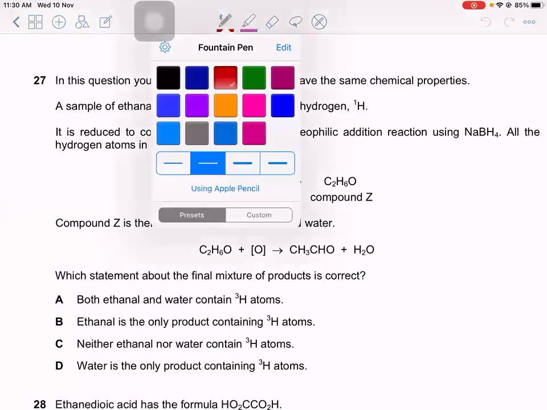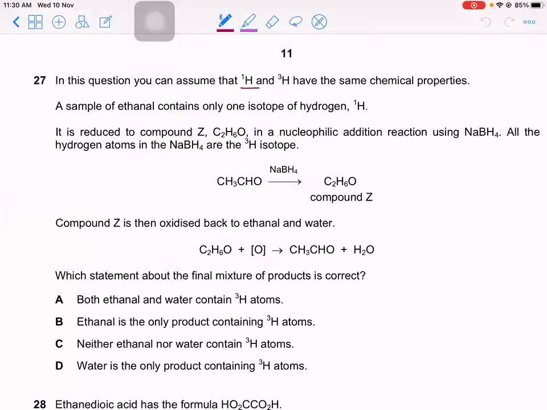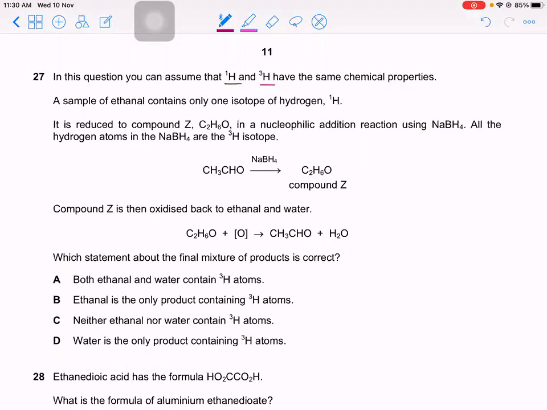27. In this question, you can assume that protium and tritium have the same chemical properties. These are isotopes of hydrogen. Sample of ethanol contains only one isotope of hydrogen, H1. It is reduced to compound Z. What will be compound Z? Primary alcohol. So ethanol will give you what? Ethanol. In a nucleophilic addition reaction using NaBH4, all the hydrogen atoms in NaBH4 are H3 isotope.